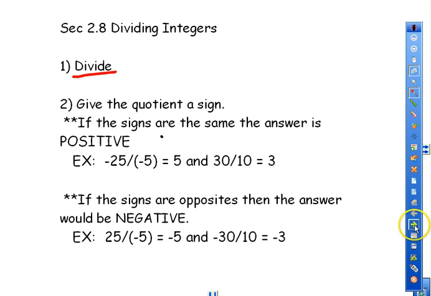So let's look at our next problem. I want you to go ahead and hit pause and solve this. All right, so it's simply a 4 divided by negative 2. So 4 divided by 2 is 2. And then since we have different signs, then the answer will be negative for an answer. Let's look at the next one.